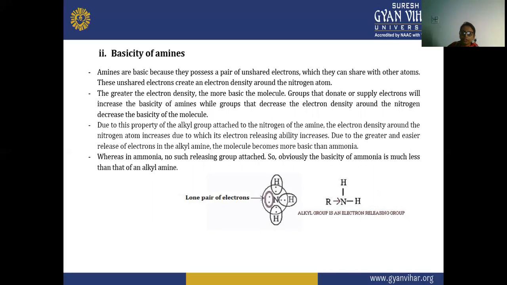Groups that can donate or supply electrons increase the basicity of amines, while groups that decrease the electron density around the nitrogen decrease the basicity of the molecule. Due to an alkyl group attached to the nitrogen atom, the electron density around the nitrogen atom increases, because alkyl groups have electron releasing properties. Due to the greater and easier release of electrons in the alkyl amine, the molecule becomes more basic than ammonia. Whereas in ammonia, no such releasing group is attached. So obviously, the basicity of ammonia is much less than that of the alkyl amines.